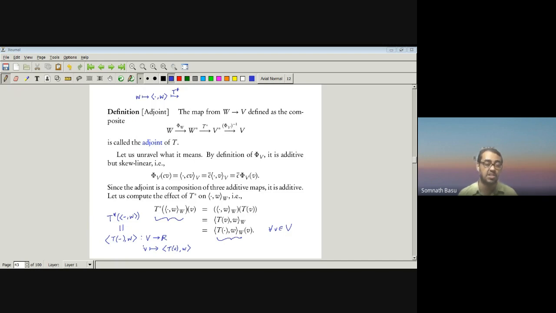You cannot replace a vector with a linear map and a linear map with its dual. You have to identify the right things at the right place. This was an element of W star. T star of this is an element of V star. This is also an element of V star. And I'm saying they're equal as elements of V star. They're equal because if I evaluate both of them at the same vector, I get the same output. That's it. So are there any questions?